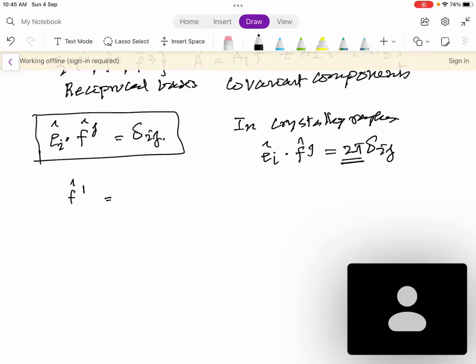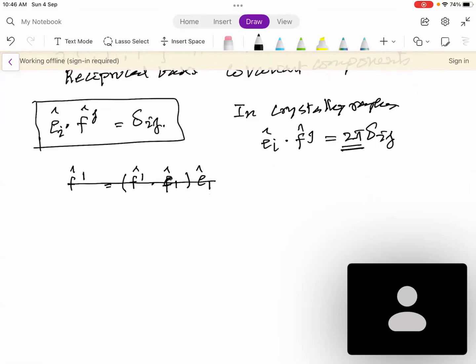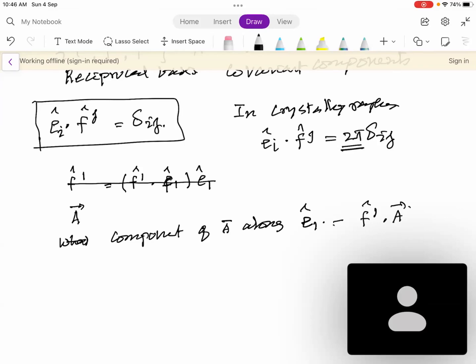First, I must write the component of F1 along E1. Suppose I have a vector A and I ask what is the component of A along E1. If I want to get that, what I will do? I will have to dot F1 with A. So that is the component of A along E1, because F1 dot E2 is 0, F1 dot E3 is 0.